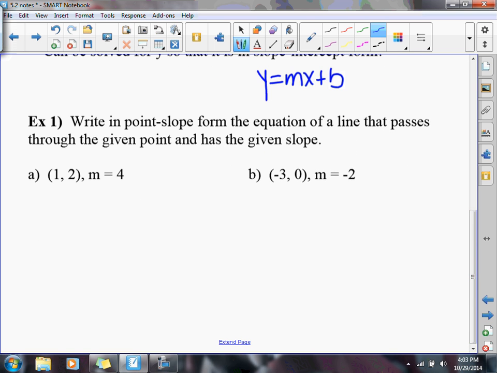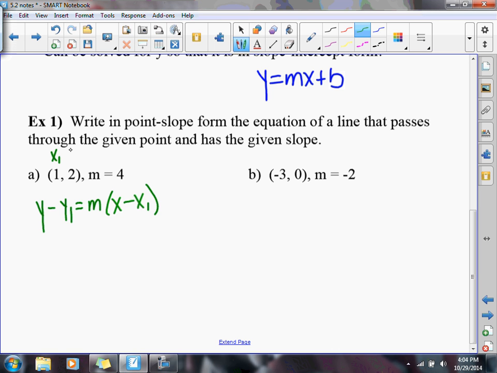So for example 1, they're just going to give us a point and a slope, and they want us to write the equation in point-slope form. So let me write our general form here. y minus y1 equals m times x minus x1. And until you get really good at memorizing this formula, write it down. That way you're substituting the right pieces of information into the right spots in the formula.